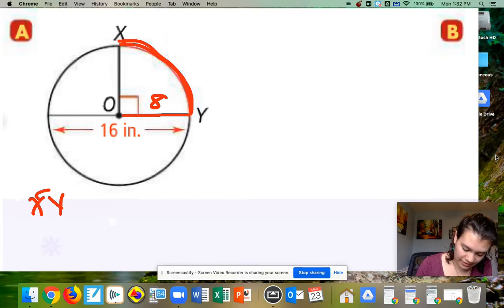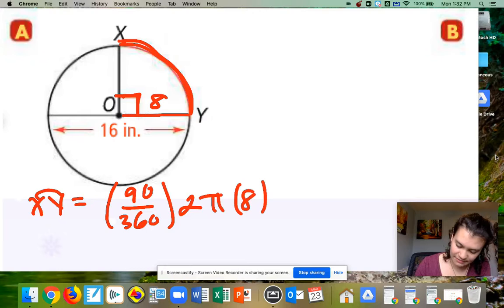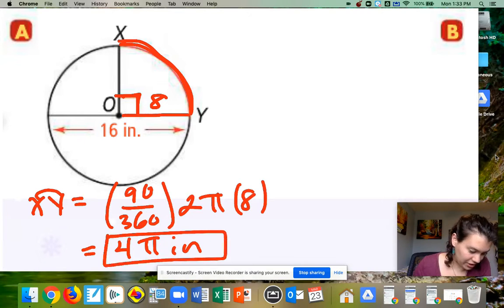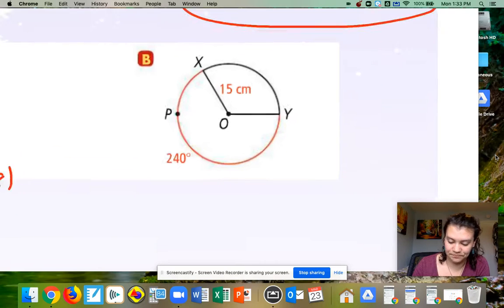So XY is going to be 90 over 360. The 90 comes from this angle right here of a nice 90 degrees, times 2 pi times 8, because that's our radius. Now do 90 divided by 360 times 2 times 8, and that will give you 4, and then put the pi on the end, and you get 4 pi inches. If you type this in and got a decimal, you'll get 12.57, but again, it asked us in the instructions to leave our answers in terms of pi, so you don't want to type the whole thing in.